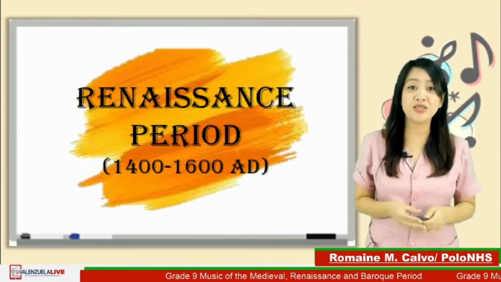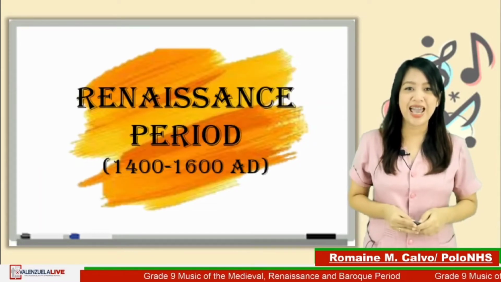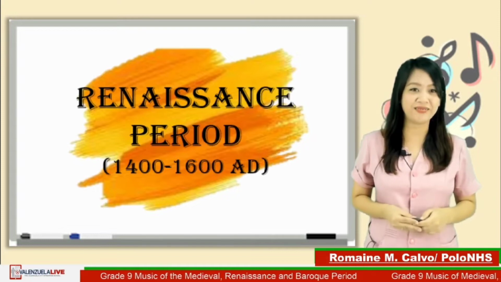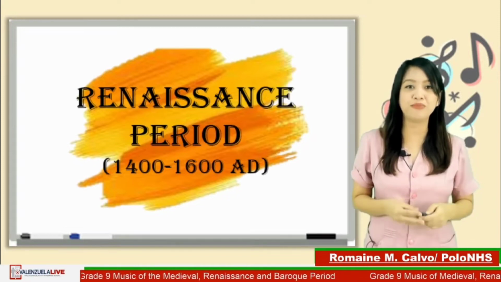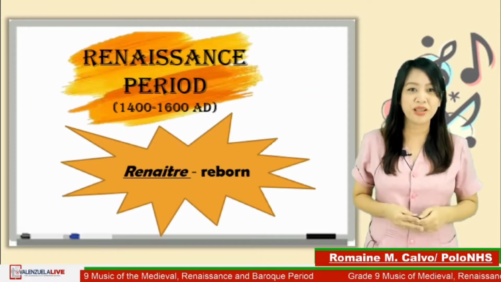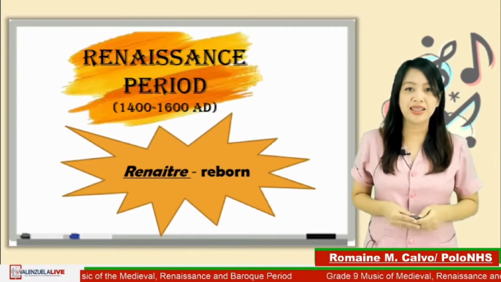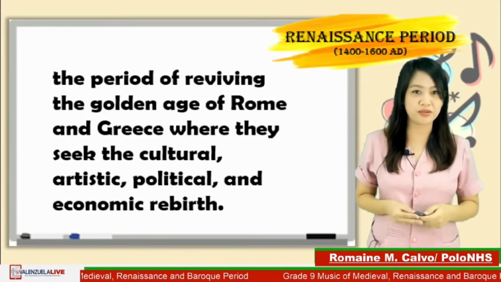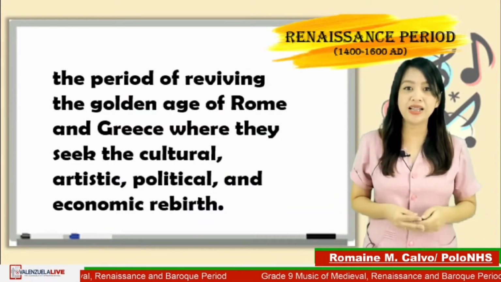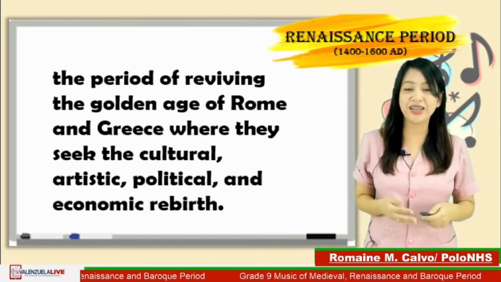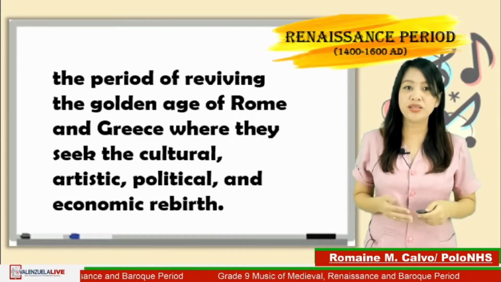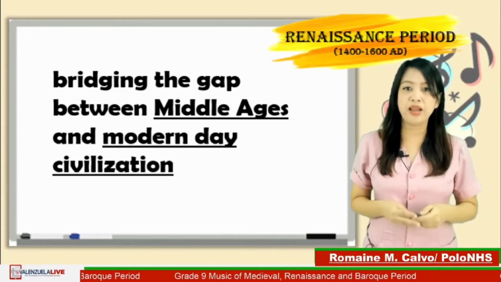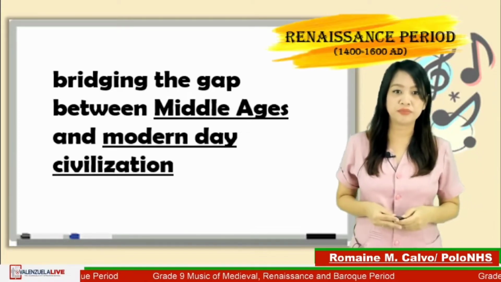And now, let's move on to the Renaissance period. It started in the year 1400 to 1600 AD. The Renaissance is derived from the French word renaître, meaning to be reborn. This is the period of reviving the golden age of Rome and Greece, where they sought the cultural, artistic, political, and economic rebirth. It was also known for bridging the gap between the Middle Ages and modern-day civilization.